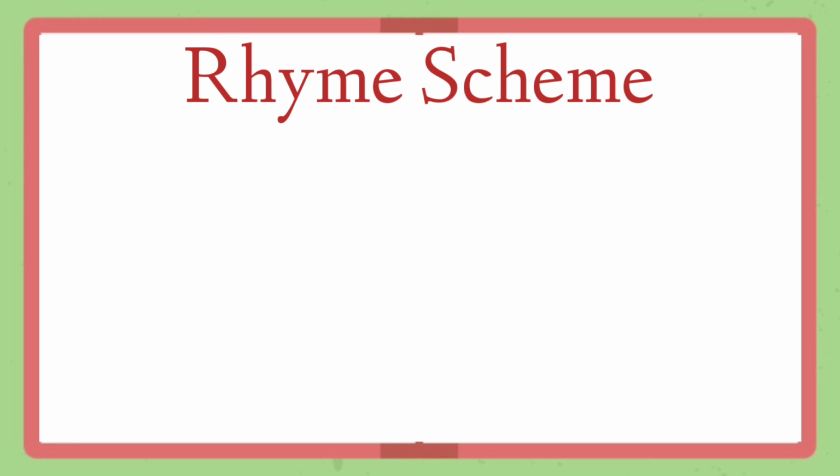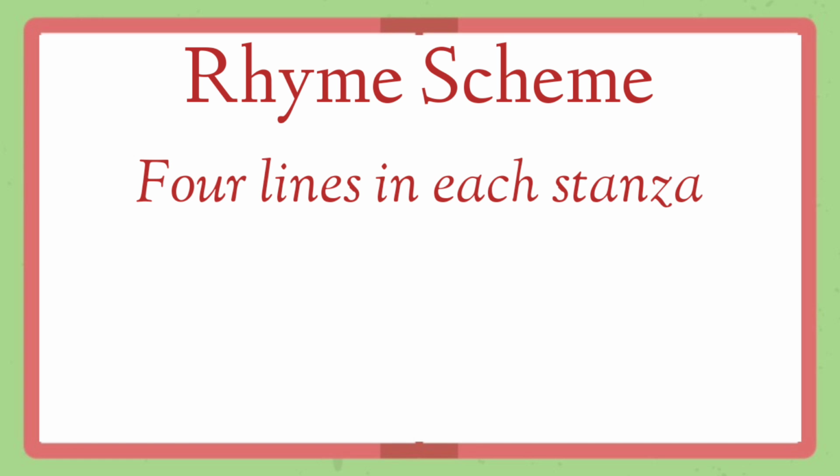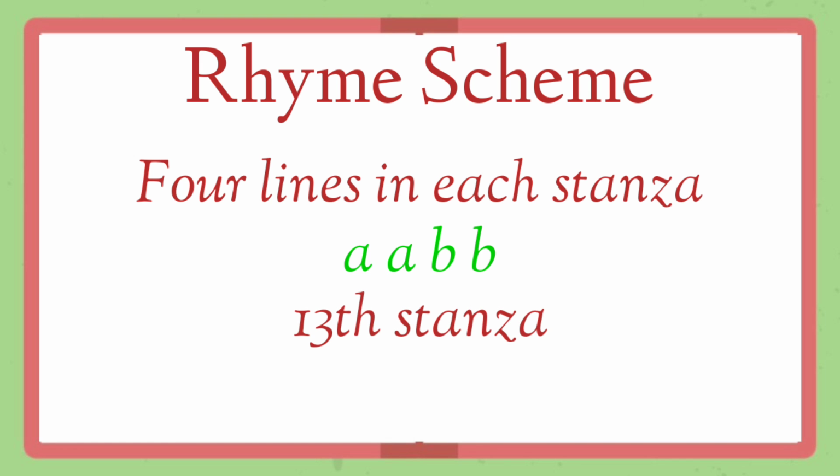The rhyme scheme of the poem. The poem consistently follows the same rhyme scheme as it has 4 lines in each stanza. So the rhyme scheme that the poem has followed is AABB, but in the last 2 lines of the 13th stanza, as it has 6 lines in that particular stanza, the rhyme scheme is AABBCC.